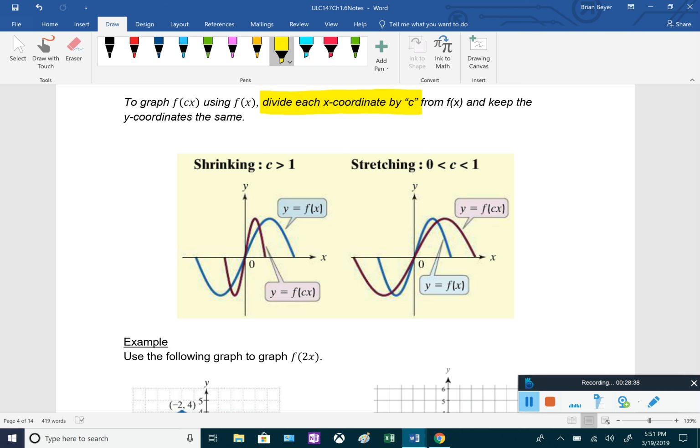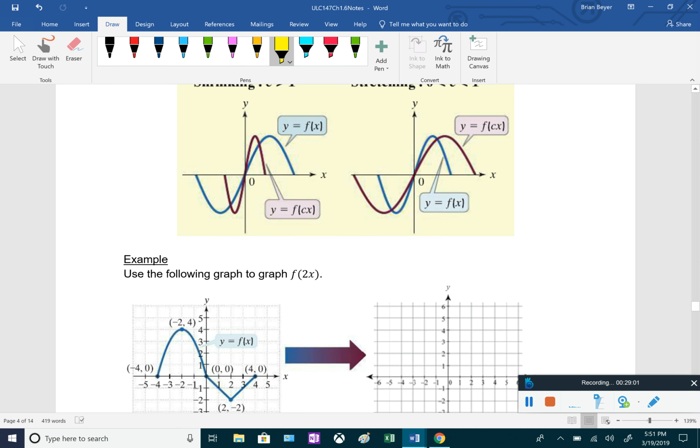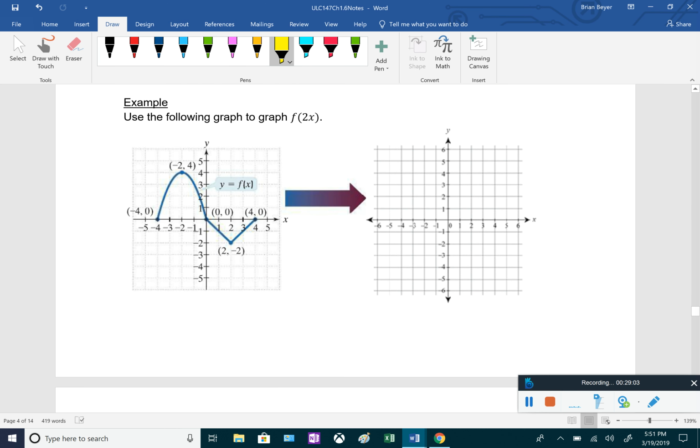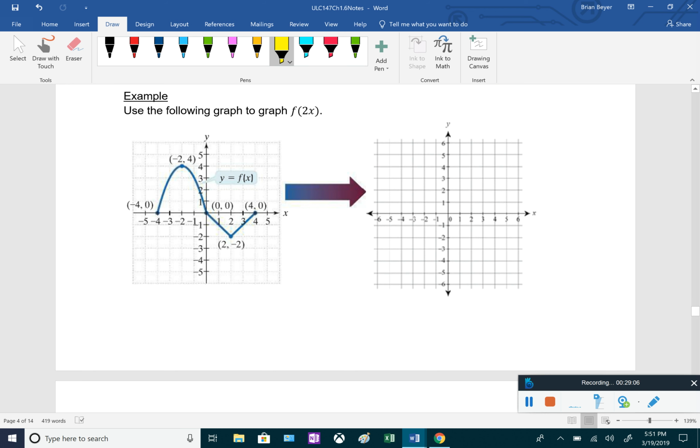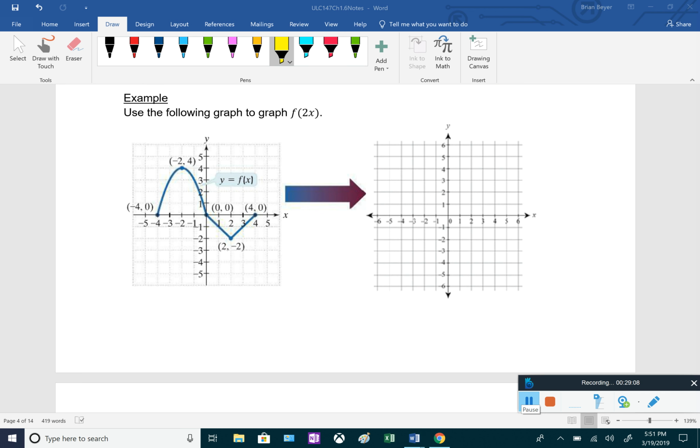We can see in this graph how it works. This is y equals f of x on the left. It's a horizontal shrink. When we graph f of cx, it gets squished in towards the y-axis. The graph on the right, horizontal stretch. When we graph f of cx, it stretches it away from the y-axis. So let's see an example of this, and then we'll get into a little bit harder ones. So we want to graph f of 2x given that graph of f of x on the left.